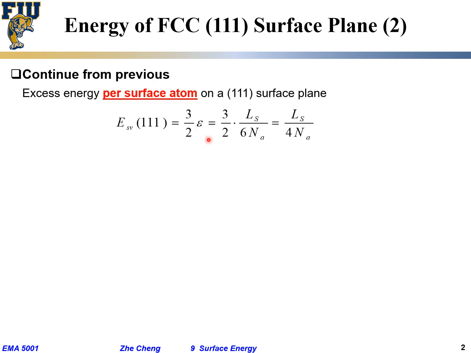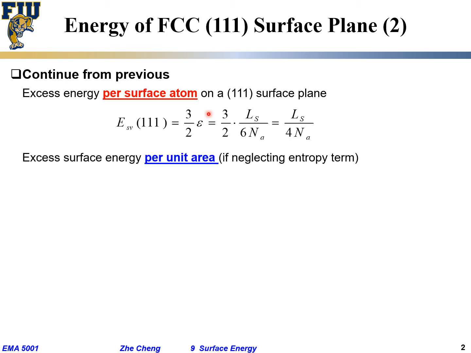So this is what we have from the previous slide, right? Excess energy, ESV, between the solid and vapor for this particular 111 plane is given by 3 times half of the bonding strength. And from the relationship between sublimation energy and the bonding strength, we get this relationship, which is excess energy per surface atom on this 111 plane.